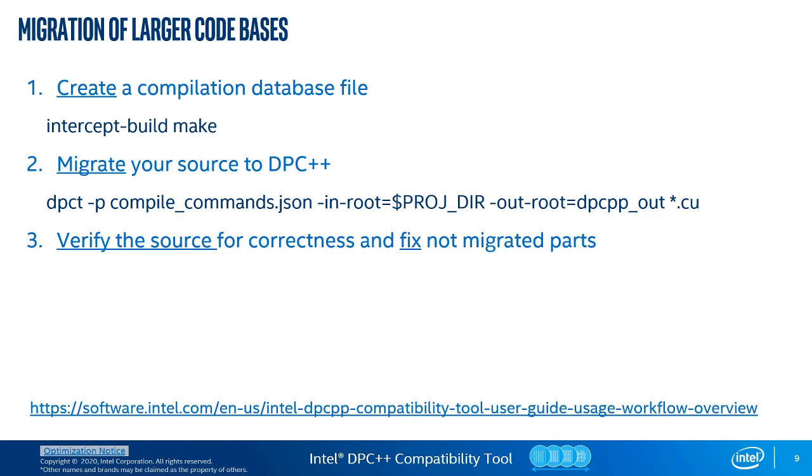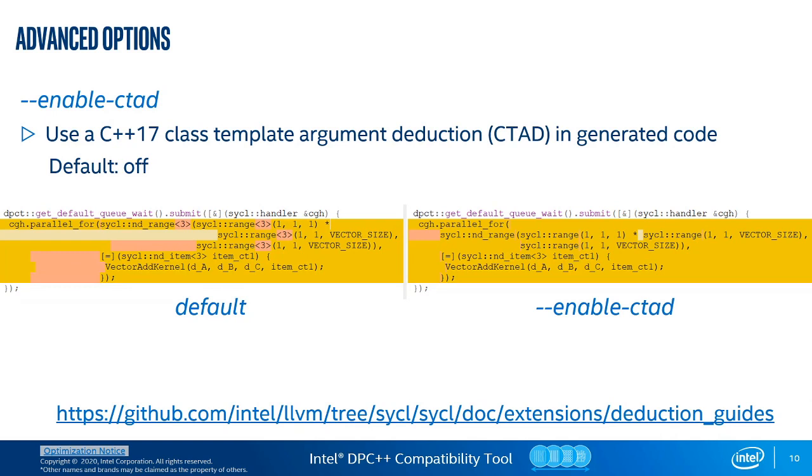The following steps are similar to what we have already shown with a single file migration. Please take a look at the usage workflow overview. There is a nice real code example there, and you can try to go through all migration steps, including compilation database file creation. I also want to show some interesting compatibility tool options you may use in order to control the code migration process. Some DPC++ extensions help to simplify the code.